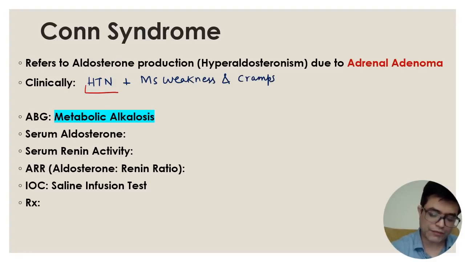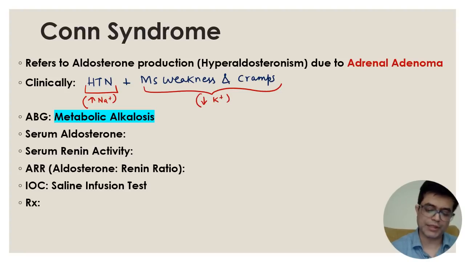Hypernatremia and hypertension will occur because of increased sodium in the body, and muscle weakness and cramps will occur because of decreased potassium, that is hypokalemia in the patient. And ABG will show metabolic alkalosis. It's a one-liner MCQ of NEET PG already.